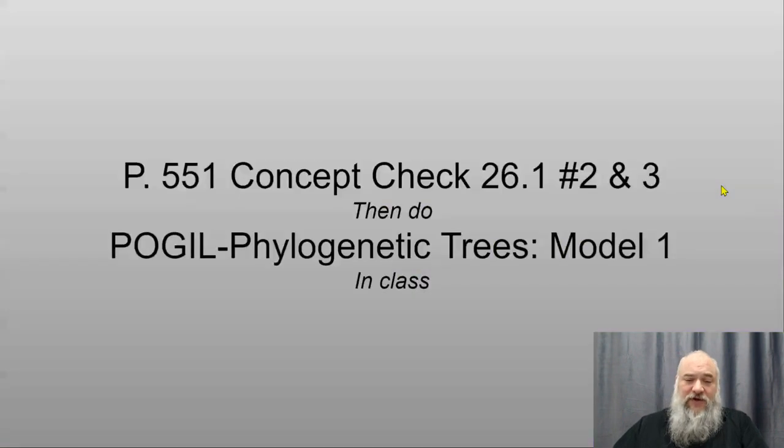Okay, so at this point, guys, I would like you to go to page 551 in your book and do the concept check 26.1, numbers 2 and 3. And then on Classroom, I do have a POGIL activity for you called Phylogenetic Trees, Model 1. And if you're not doing this with me, in which case you'll do it in class, do it on your own. And if you have questions, come and ask me. And then on the other side, we'll talk a little bit more about phylogenetic trees. Thanks, guys. See you in a bit.